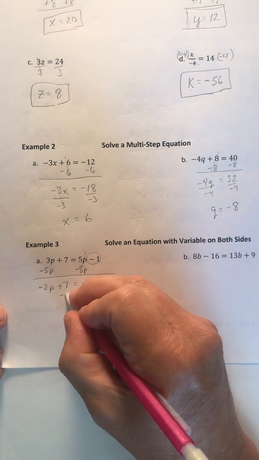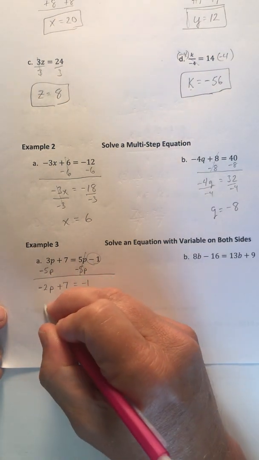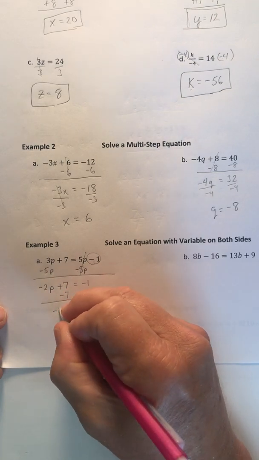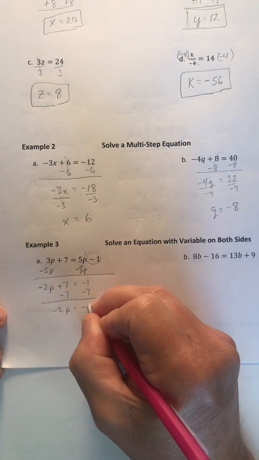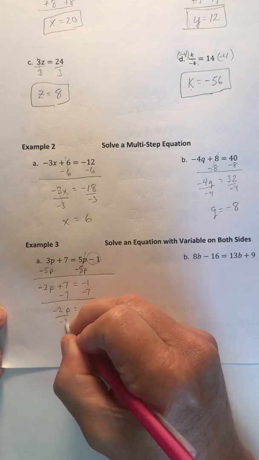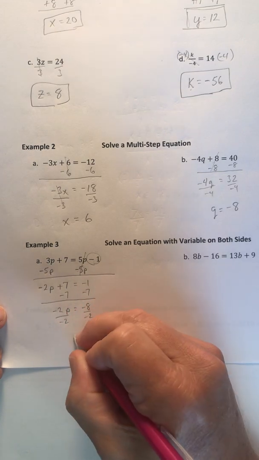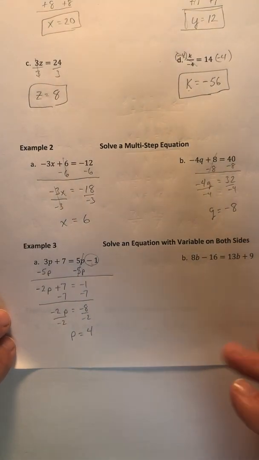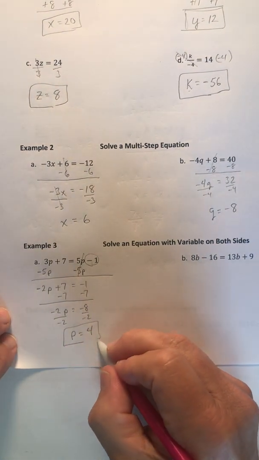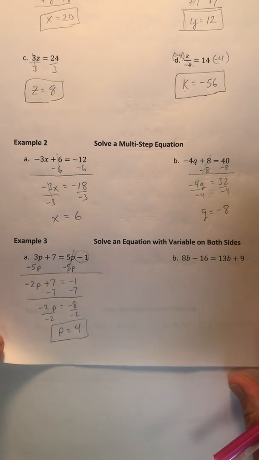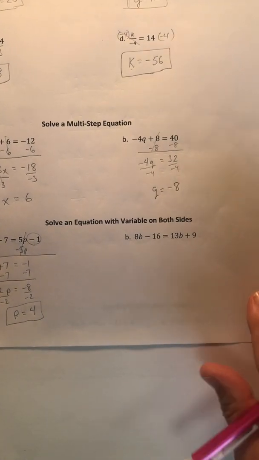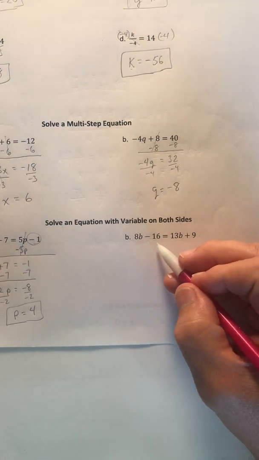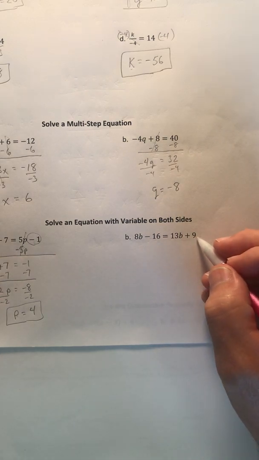So we're going to subtract 7. Leaves us with negative 2p equals negative 8. And then we're going to divide by a negative 2. And we get p equals 4. All right? And that's how we know we're done: the p is by itself, or the variable is by itself.